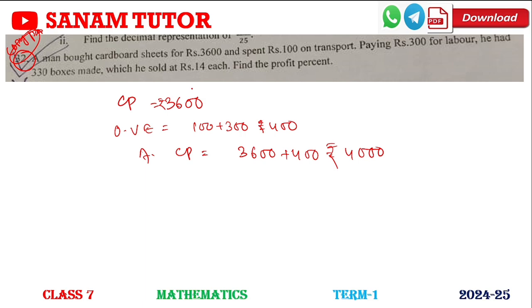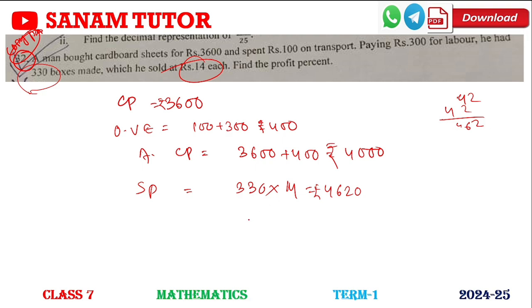Total he made 330 boxes. So he sold all the boxes. Selling price equals 330 into each box price, which is 14. Now multiply: 14 times 330 is 4620. So find the profit: profit equals 4620 minus 4000, which equals 620.